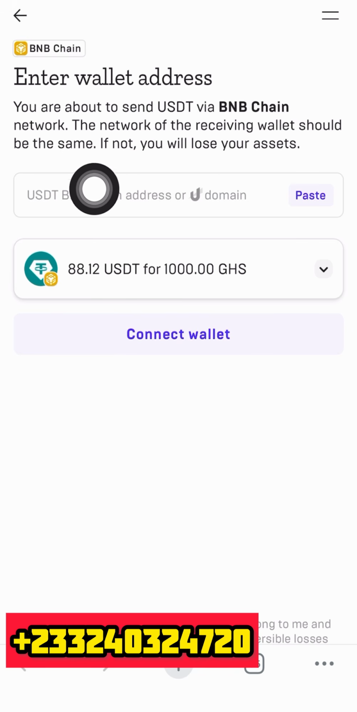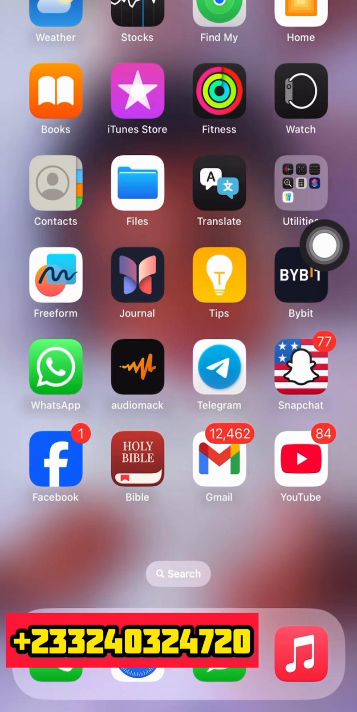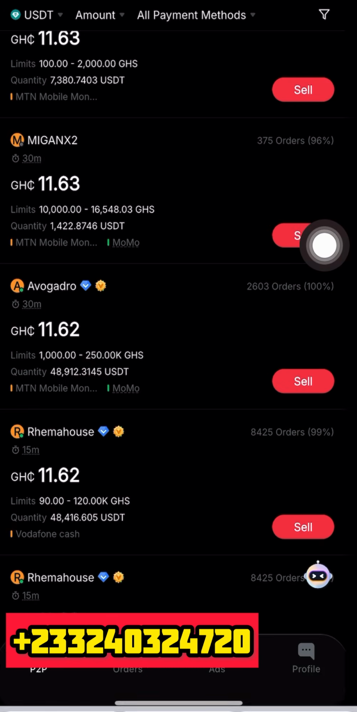So I'll copy my... It says what you are about to send, USDT via BNB chain network. The network of the receiving wallet should be the same. If not, you will lose your asset. So you have to go and copy the BEP20 address and paste it over here.